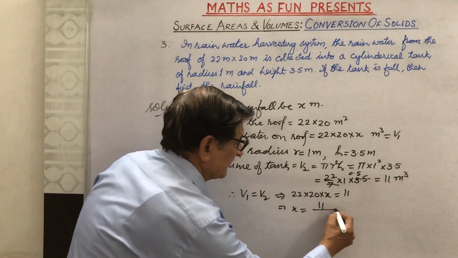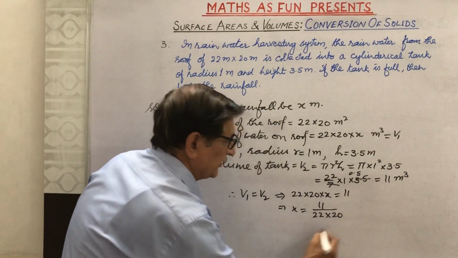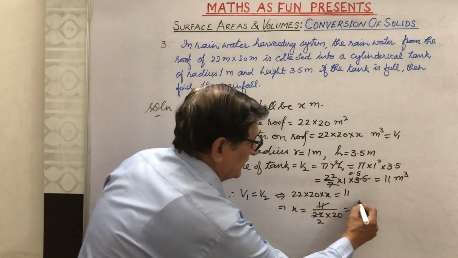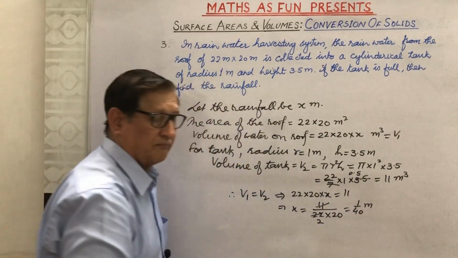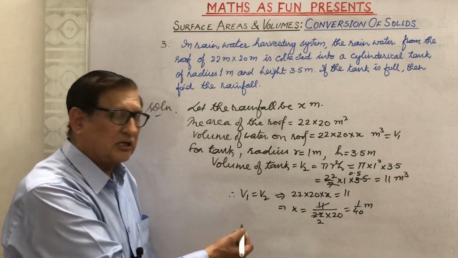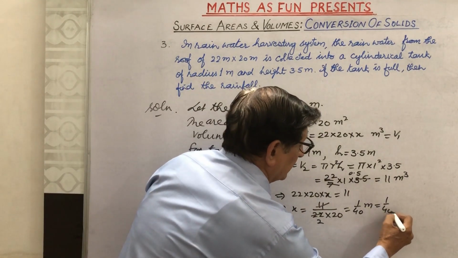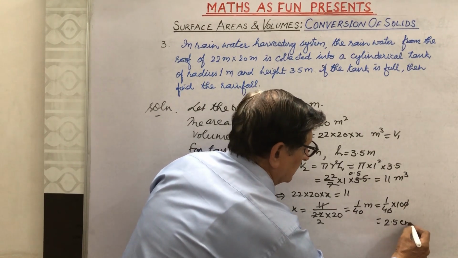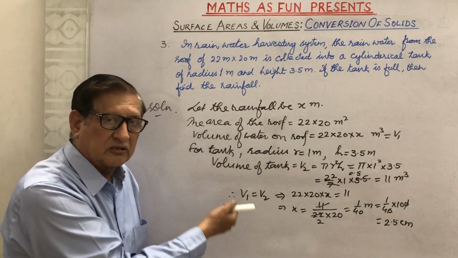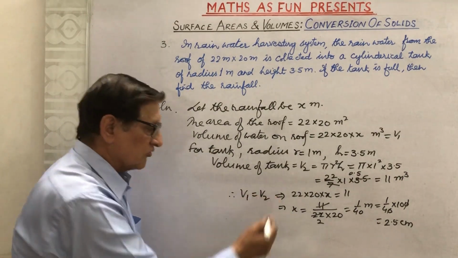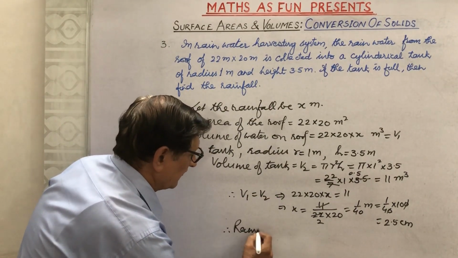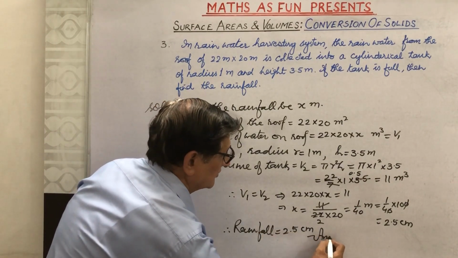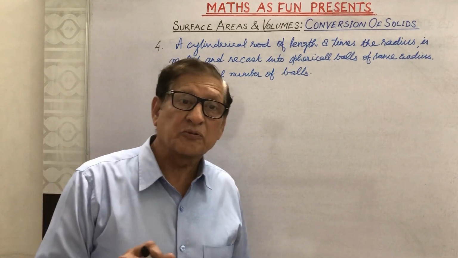x is 11 upon 22 into 20. 11 cancels this 2 times. So it is 1 upon 40 meters. If you want to convert into centimeter, it will be 1 upon 40 into 100. This is 2.5 centimeter, because we know 1 meter is equal to 100 centimeters. So we can write therefore rainfall is equal to 2.5 centimeter, which is the answer.